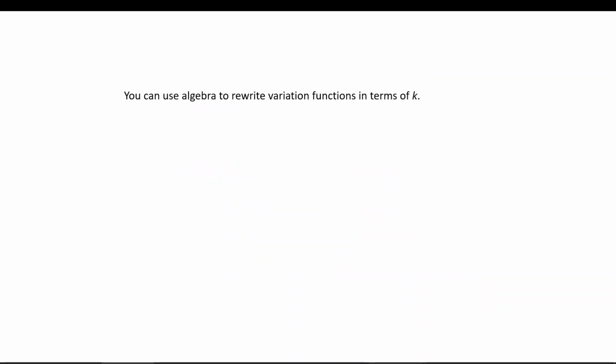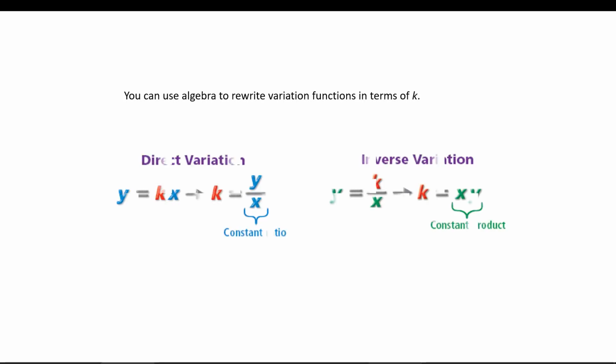All right, you can use algebra to rewrite variation functions in terms of K. If we have a direct variation, we see y equals K times x. To write it in terms of K, we just solve for K, so all we have to do is divide both sides by x. That's how we get y over x, and it's a constant ratio. Whenever you have this division, that tells us it's a ratio.